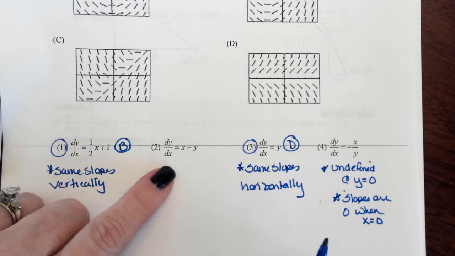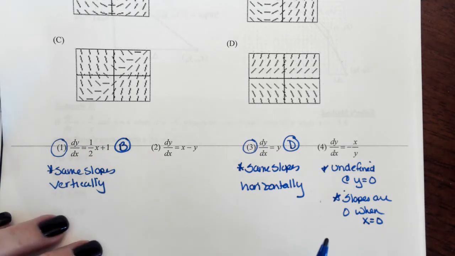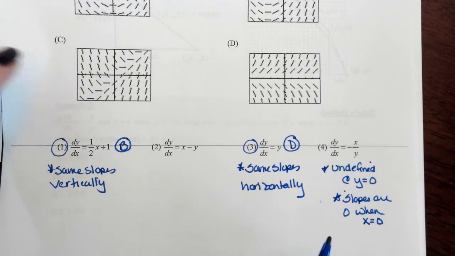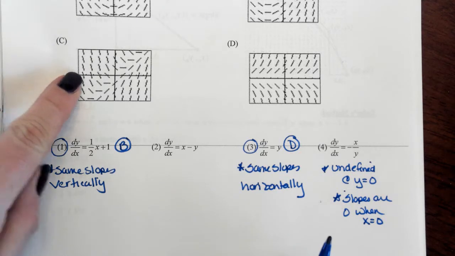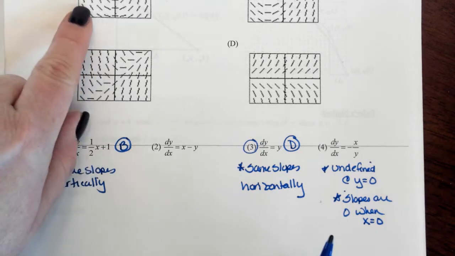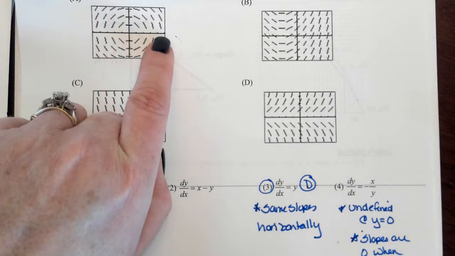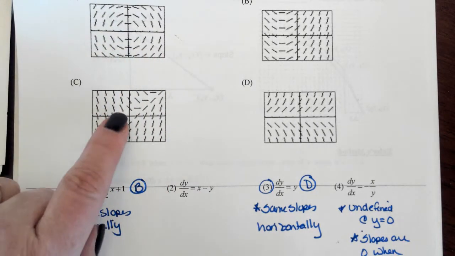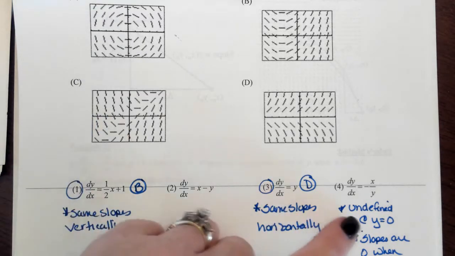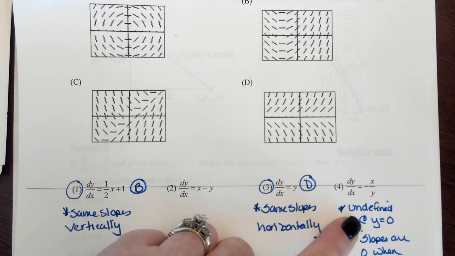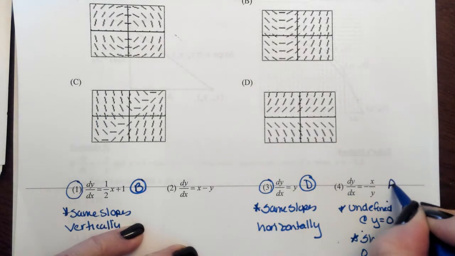So for example, if you take a look right here, my choices left remaining are A and C. So notice right here on my slope field for option A, there is nothing going along the x-axis, whereas here in C, there is. Remember, it's going to be undefined when y is equal to 0. So this one has to be choice A.